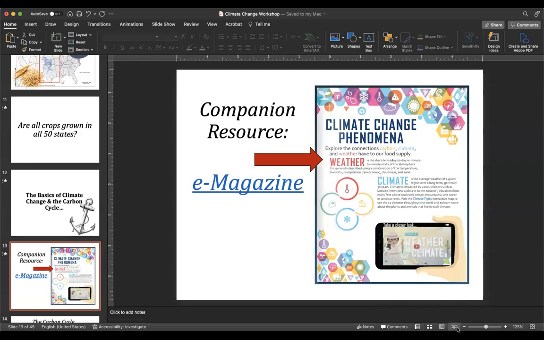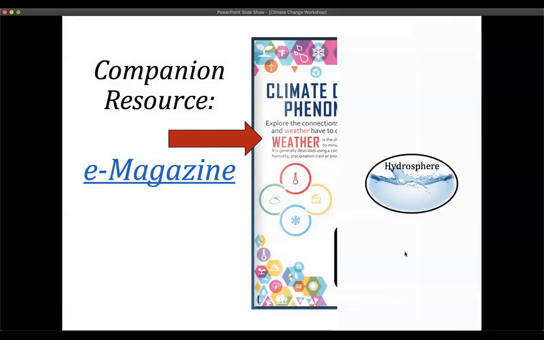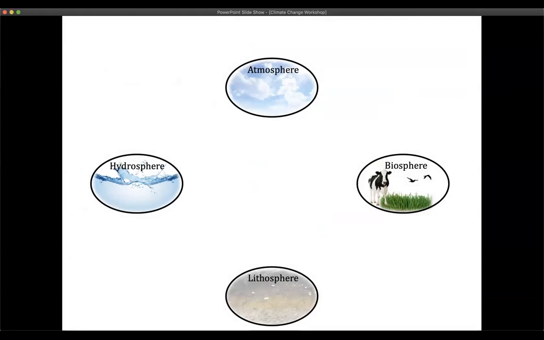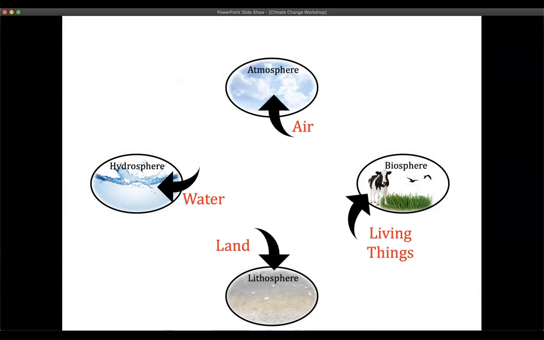So that gives you some basic information. And if I go back to my presentation, we'll go on to the next part. So each of these tools that I'm going to be using here to talk to you about the carbon cycle are all found within the lessons. But the basic foundational science of the carbon cycle is that on our Earth, we have 4 different spheres. Okay, we have the atmosphere, which is the air, the biosphere, which is living things, the land, which is the lithosphere, and water, which is the hydrosphere.